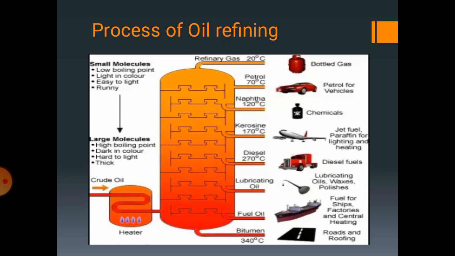हैं. So as you can see, at 340 degree centigrade there is the bitumen, that is the road use for the roads and roofing. Then at 170 degree centigrade kerosene oil is separated, and that is used as the jet fuel and lighting and heating. And similarly at 70 degree petrol is separated from the crude oil, and that is used for the vehicles. And at the top at 20 degree centigrade there is bottled gas that is known as the LPG.